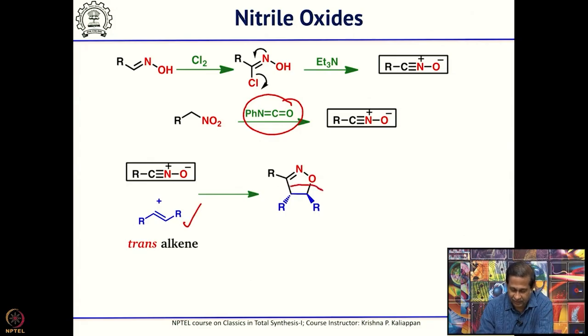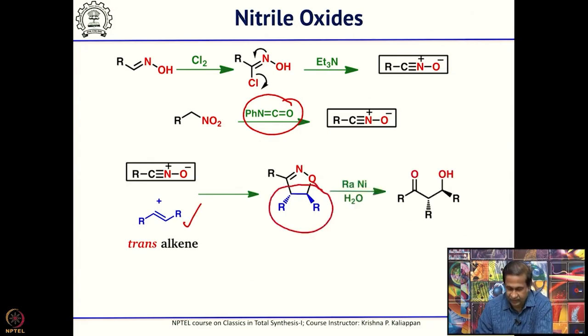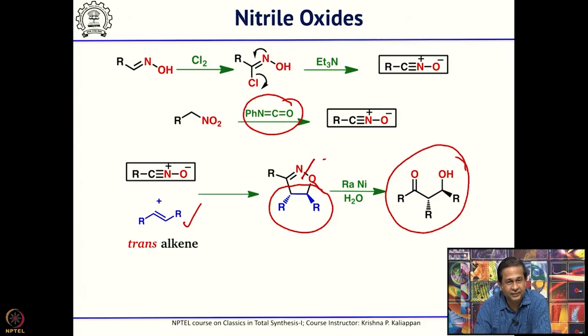So if you use trans alkene, you can see the trans product, and if you use cis alkene, you will get cis product. Now once you made this, if you use Raney nickel, Raney nickel is known to cleave this N-O bond, and afterwards aqueous workup will also hydrolyze the imine to give ketone. So now if you look at this product, what is this product? This product is nothing but aldol. Okay, so indirectly what you are doing is an aldol reaction starting with nitrile oxide and alkene. That is, it undergoes a 1,3 dipolar cycloaddition followed by reductive cleavage with Raney nickel.